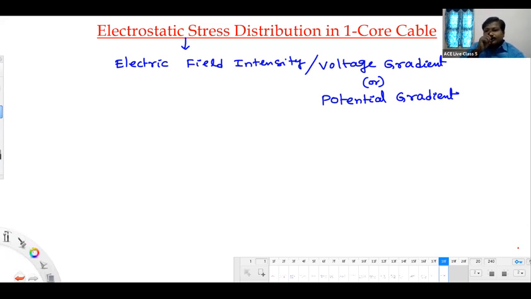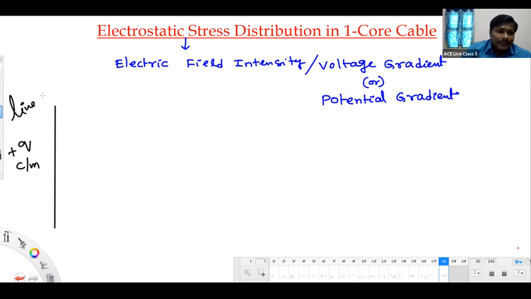See, listen all of you. In order to find out that electrostatic stress, the given conductor has to be represented in some form of charge distribution, like we have done in the overhead line. Overhead line we represented as a line charge, right? Cable conductor, core, is also represented as a line charge. For example, I have a line charge of plus Q coulomb per meter.